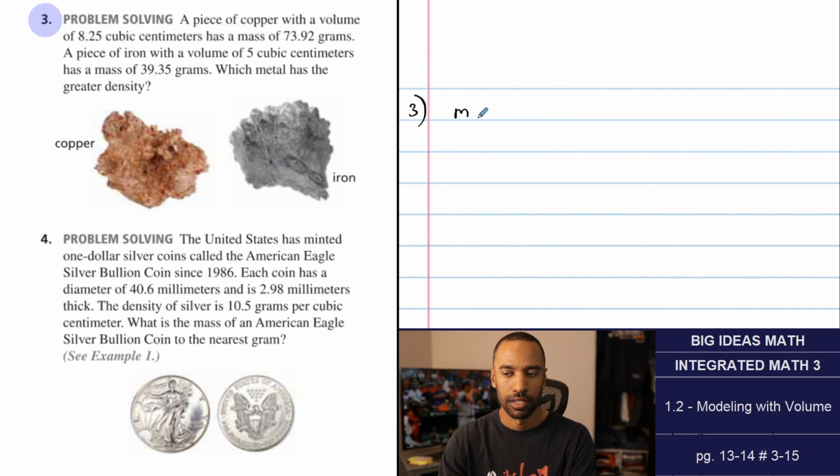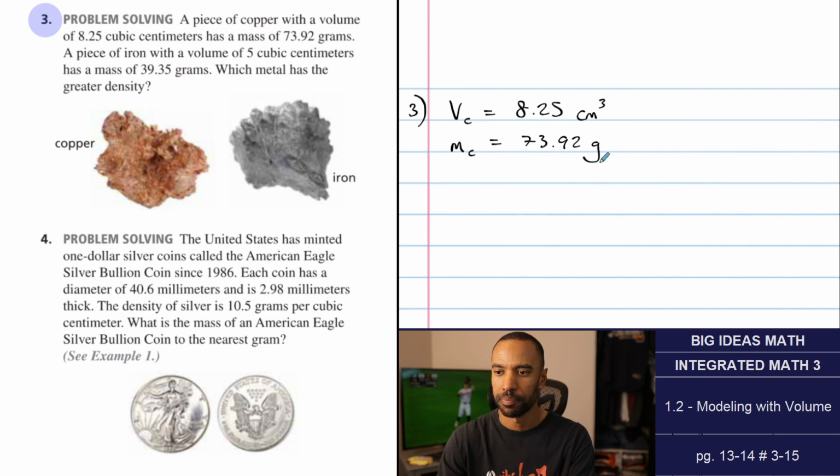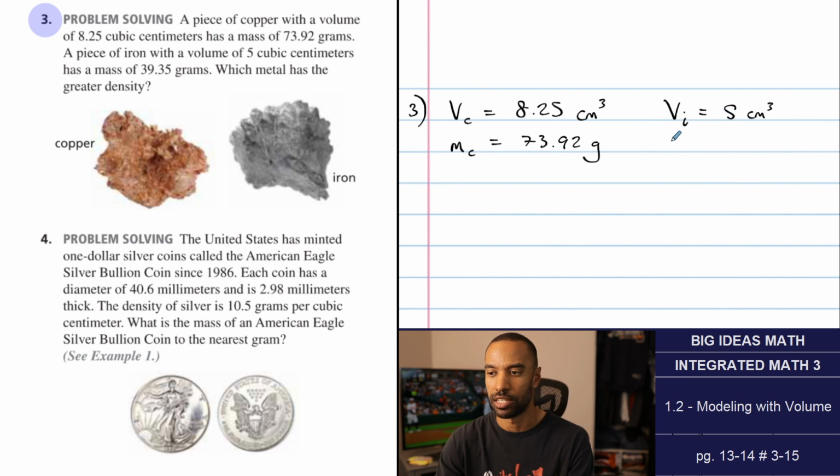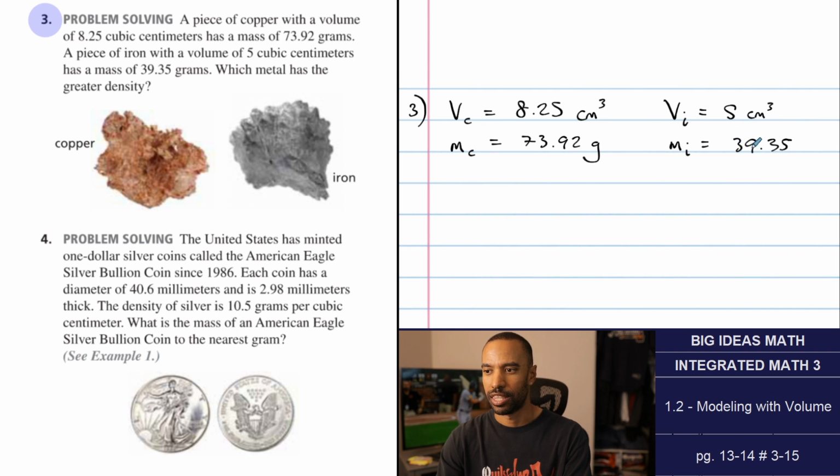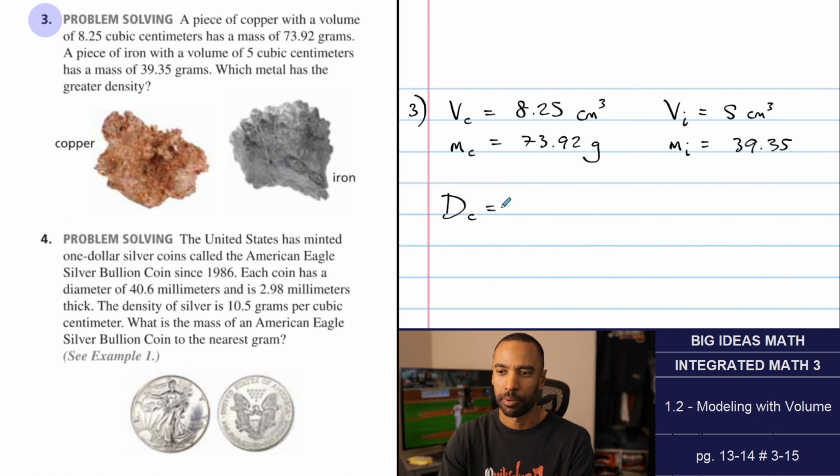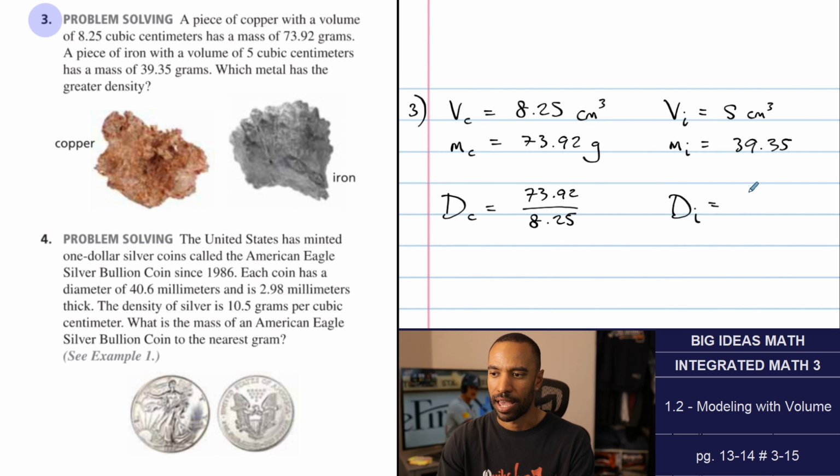Let's say the volume of copper is 8.25 cubic centimeters, and the mass of said copper is 73.92 grams. We also have the volume of iron, which is 5 cubic centimeters. It's not about how much, right? This is more volume than this, but when you divide to get density, it's going to have a different effect. The mass of iron here is 39.35. Looks like this is going to have lesser density, I believe. All right, so the density of copper will be mass over volume, and the density of iron will be mass over volume.